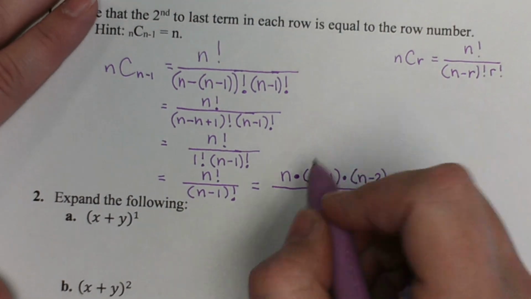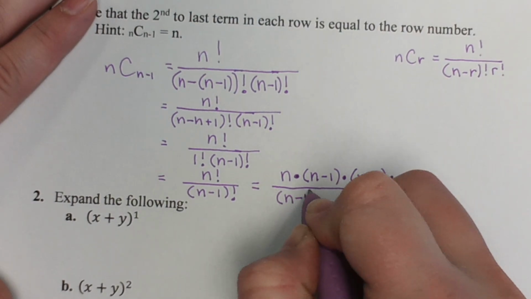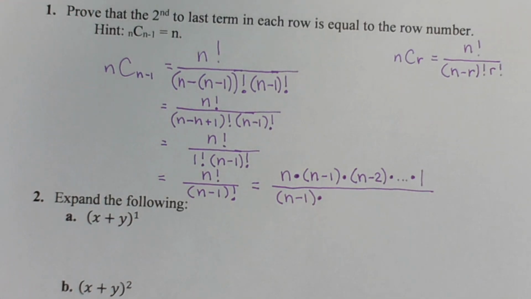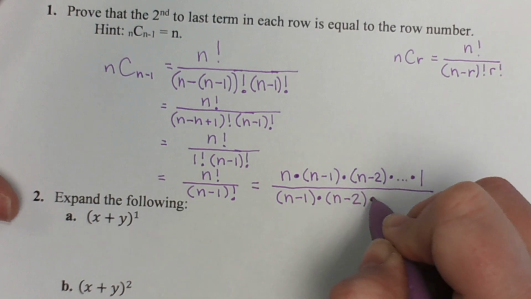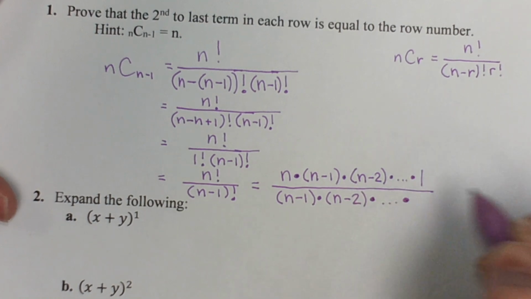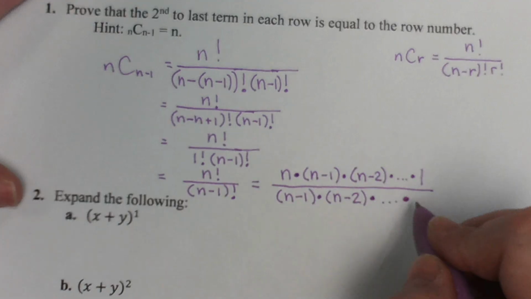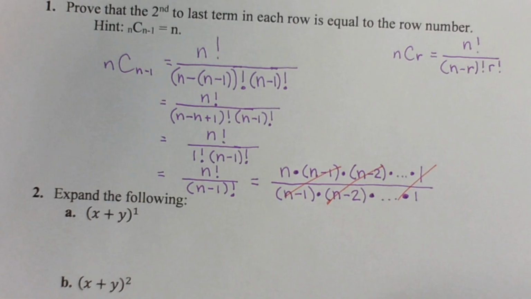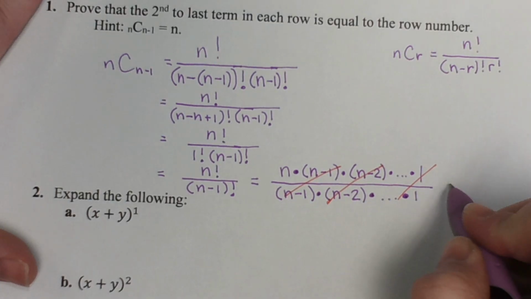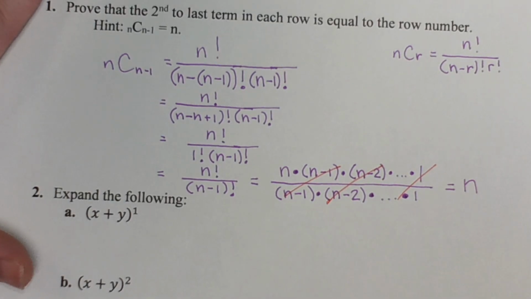Now I've got n minus 1 factorial. It starts at n minus 1 and then multiplies by every number smaller than it. What's smaller than n minus 1? N minus 2. I could keep writing them out. I'm not going to because I know they stop at 1. What's going to happen in my fraction? It gets cancel happy. And the only thing I'm left with is n.